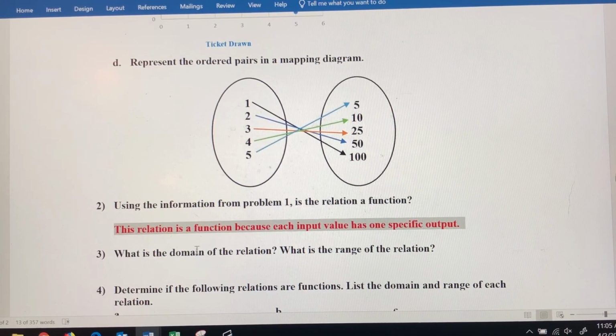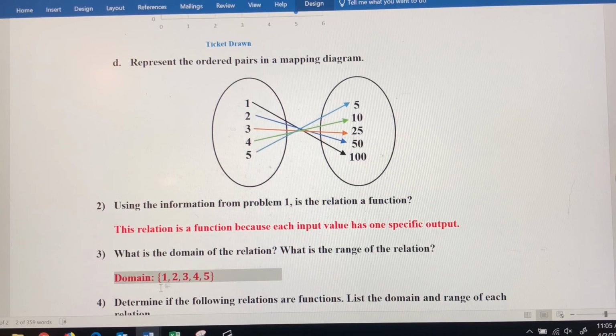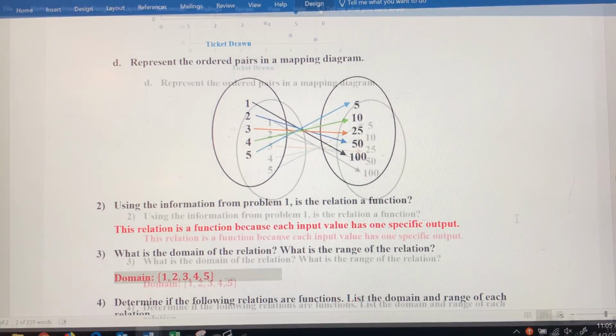All right. What is the domain? Well, the domain is the set of all input values, so that would be this set right here. We're going to list each of these as part of the set, using curly braces to distinguish our set. We're going to go in order from smallest to largest, just like we did in our mapping diagram. So the domain for this relation, for this function, is 1, 2, 3, 4, and 5.